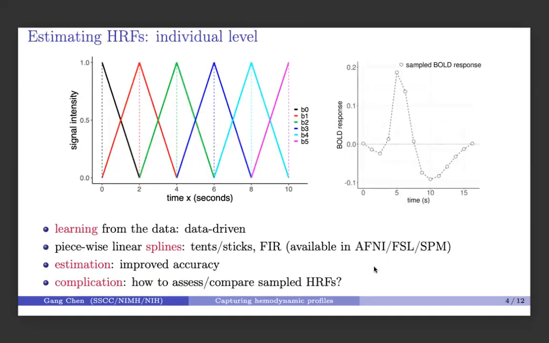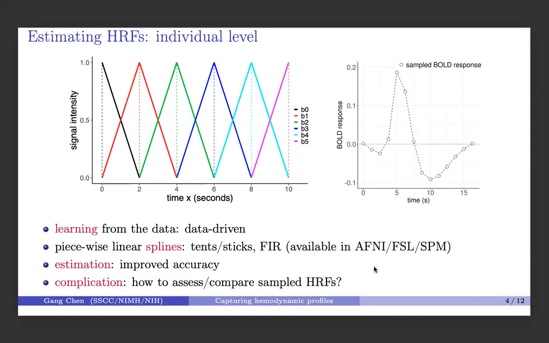Across all the major software packages, we already know at the individual level, that approach is already available, right? There are different names. People call it tents, sticks, or finite impulse response, right? Basically, we put in multiple sticks or tents across some duration. Then we measure the hemodynamic response at those time points. In the end, we get something at the right-hand side. We have those sampled data for the hemodynamic response. So this approach is available.